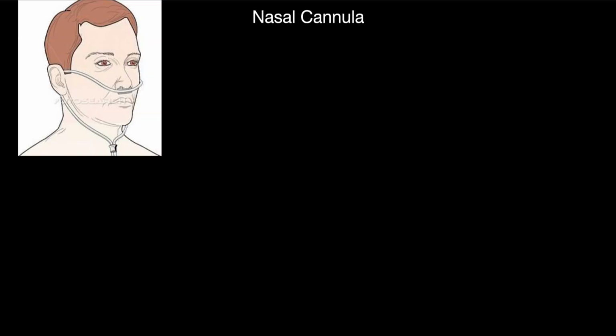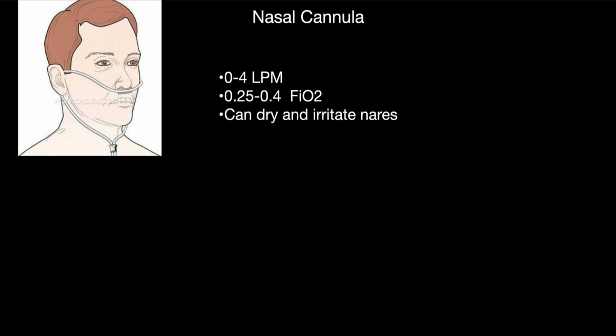So let's talk about nasal cannulas, and this is the stepwise approach to oxygen delivery. Nasal cannula. You can usually do between about 0 and 4 liters per minute, and it just flows into the nasal cannula. You can usually achieve anywhere from about 0.25 to 0.4 fraction of inspired oxygen. Some people will refer to that as 25 to 40% fraction of inspired oxygen. It depends on both the patient's minute ventilation and also the flow rate of a nasal cannula. Remember, room air is 21%. And if it lasts long enough, or if you've ever had it before, you know this, it can dry and irritate your nares.